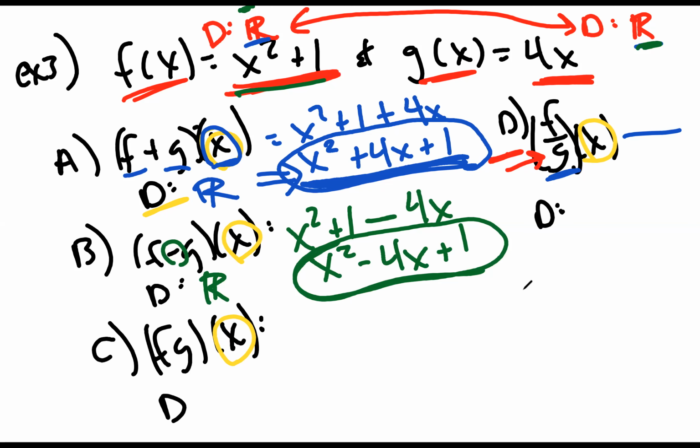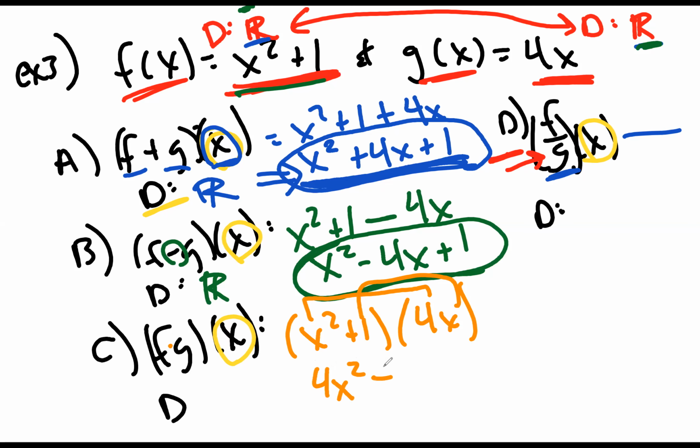We're going to do letter C pretty much the same way, except for here. Let's get a different color we haven't used. We're multiplying. So we take our f of x, which is x squared plus 1, and multiply it by my g of x, which is 4x. When we have binomials and monomials, we have to do our foiling, so to speak. What is x squared times 4x? That's going to give me 4x squared. And what is 1 times 4x? That's going to give me 4x. Wouldn't it be 4x cubed?